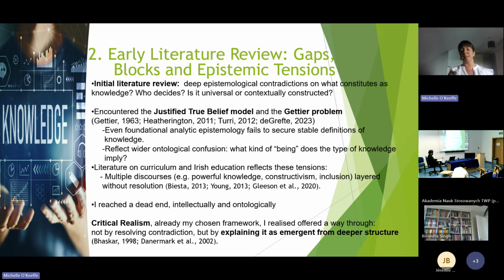So, for example, initially there were deep epistemological contradictions on what constitutes knowledge, who decides, is it universal, is it contextual? All these things that Bhaskar talked about originally in his work with critical realism. For example, even with the justified true belief model and the Gettier problem, it showed that even analytical epistemology fails to secure any stable definitions.